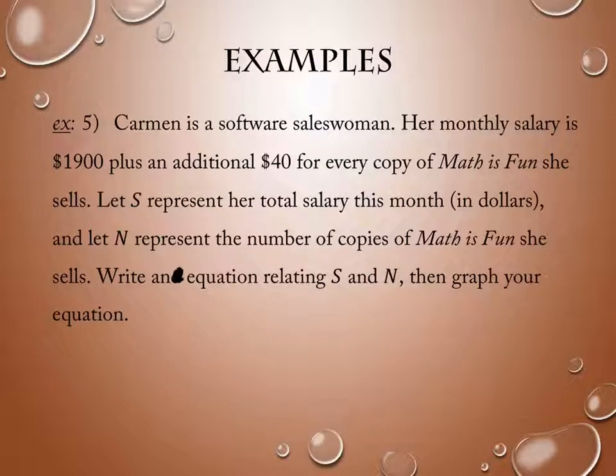Okay, so if she doesn't sell anything, she's making $1,900, right? It's the guaranteed salary. Make no mistake, if she doesn't sell anything, eventually she's going to be fired. That's not going to go on forever. But she has a base salary. And then she's going to be paid additional amounts for this particular software that she has apparently been encouraged to sell.